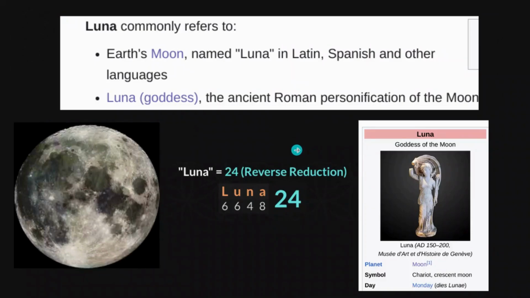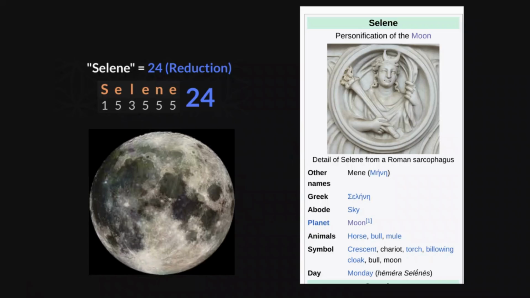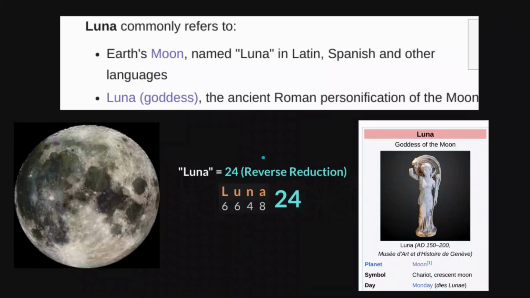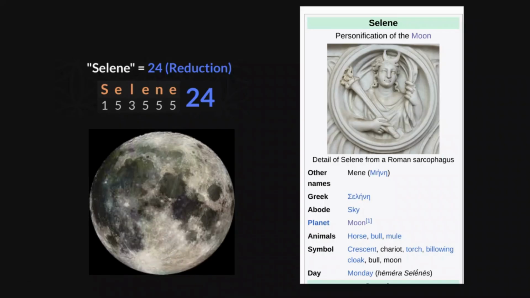But not only does the word Luna equal 24, the Greek word for the moon, Selene, in English, equals 24 in English. And again, that's not a coincidence. As I'm going to show you through the rest of this decode, the two goddesses equaling 24 for the moon is not a coincidence. Okay? So let's keep going.